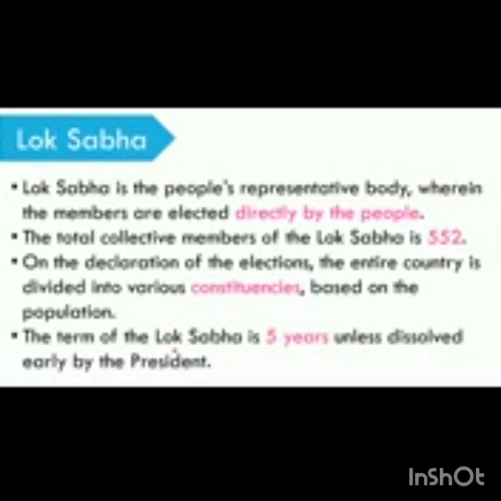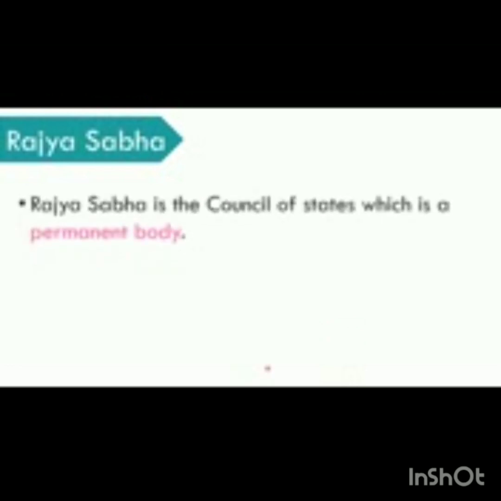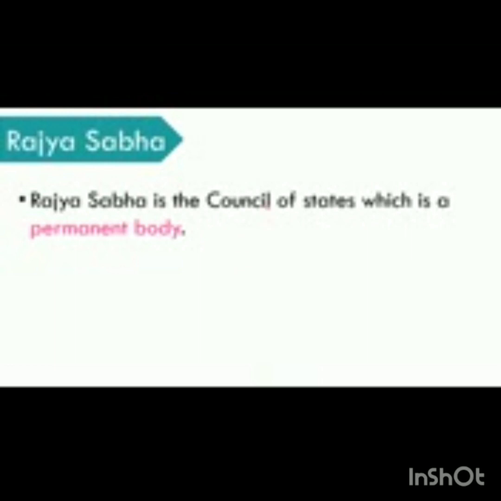Basically, the term of Lok Sabha is 5 years, but it can be dissolved earlier by the President. Moreover, its term can be extended for 1 year in case of emergency. Rajya Sabha. Rajya Sabha is the upper house of the Parliament. It is also known as Council of States, which is a permanent body.